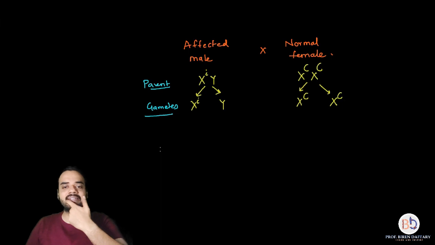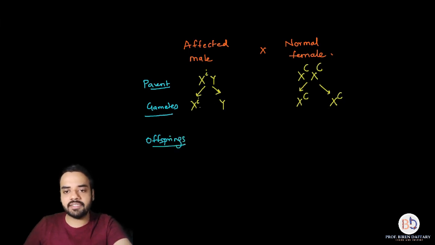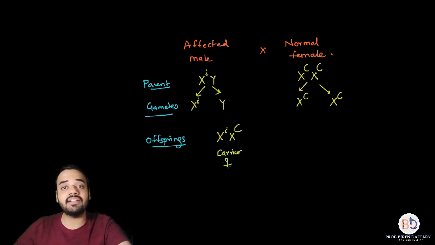Now the next part is offsprings. Okay. First combination is we take this and this, right? So we get the genotype X small c X capital C, which is what? Which is a carrier female. So this female is carrying the defective gene for color blindness. However, she is not suffering from it.